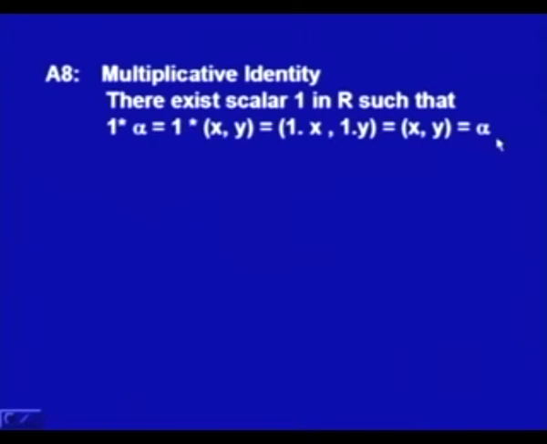So, this is the same as alpha. So, finally, what we have is 1 star alpha is equal to alpha. So, this 1 is such a multiplicative identity. So, there exists a multiplicative identity 1 in R. So, all the properties are satisfied. So, one can say that R2, that is the set of vectors in R2 plus the vector addition and the scalar multiplication, is a vector space.